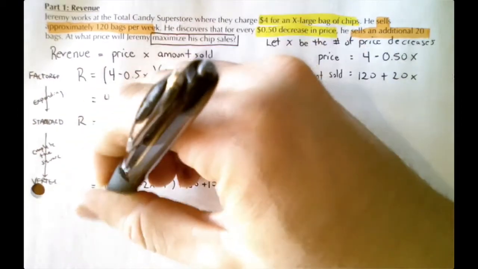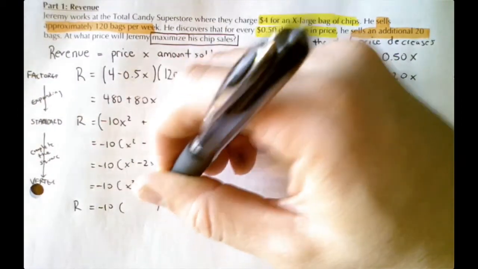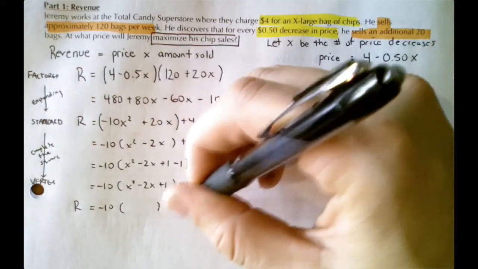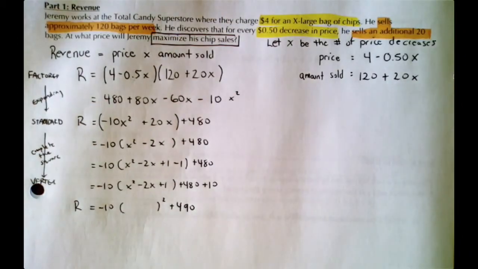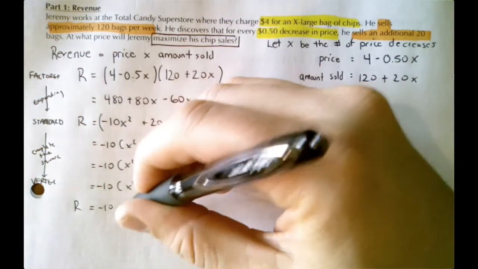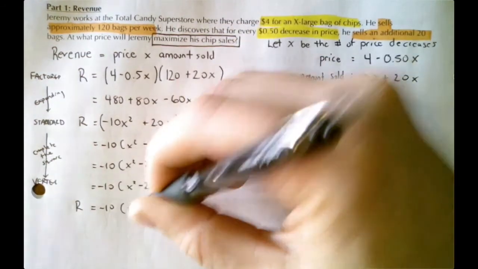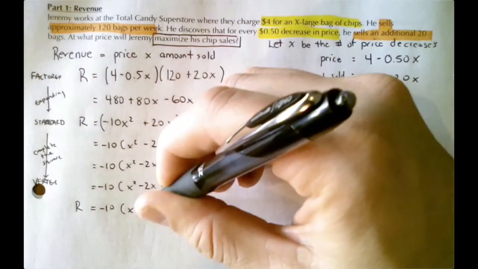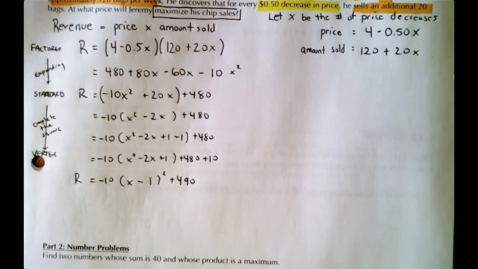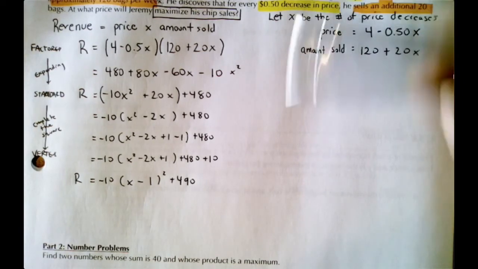And now we're almost done. We're going to factor that bracket and collect these like terms, which is 490. And how do we factor the perfect square trinomial? Well, we square root the first term, x, sign from the middle term, negative, square root the last term, 1. And there we have it. This is our vertex form of our quadratic revenue equation. We went through all three forms there.